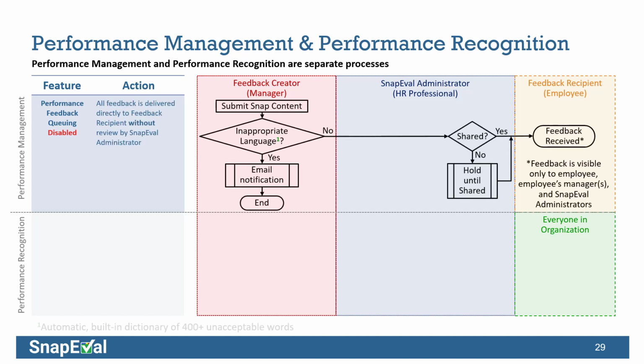So now let's talk about the workflow for a snap. When a snap gets created, the first thing that happens, it goes through a built-in dictionary that has what is generally considered to be inappropriate words or phrases. If the snap contains any of those words or phrases, essentially it will be kicked out of the system and an email will be generated that goes to both the creator of the snap and to the organization administrator for your SnapEval account, which is typically your human resource professional, with that content.